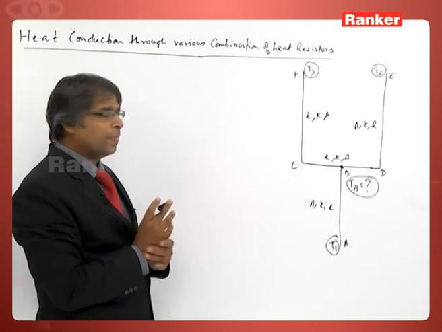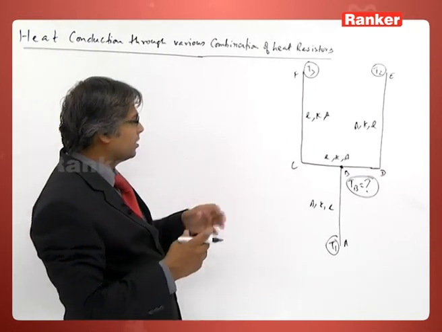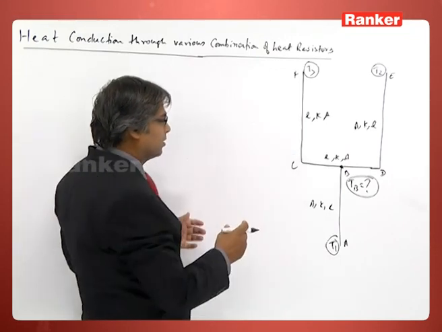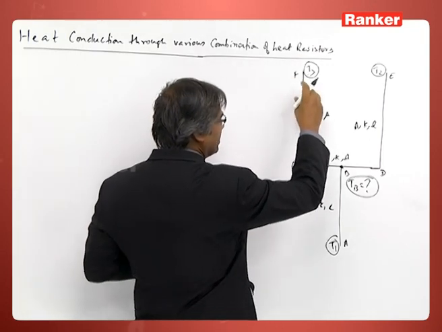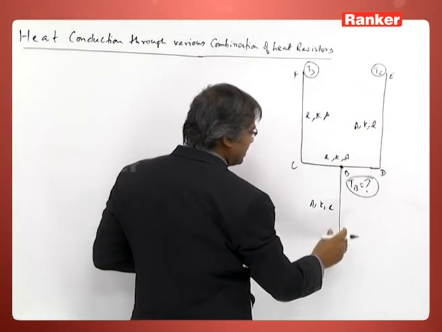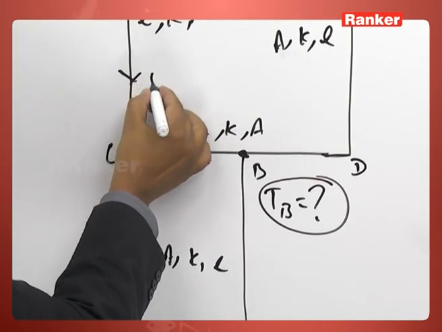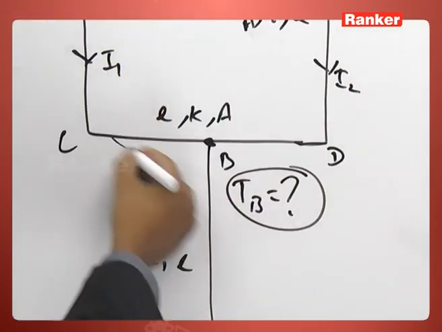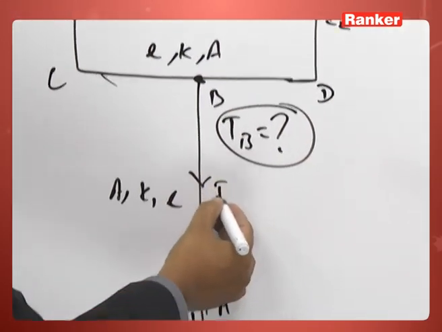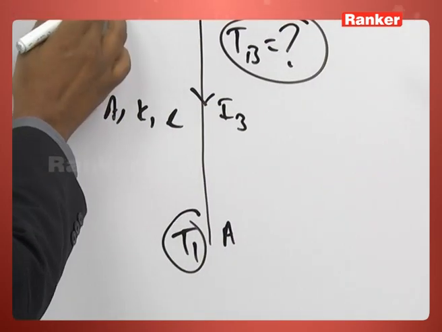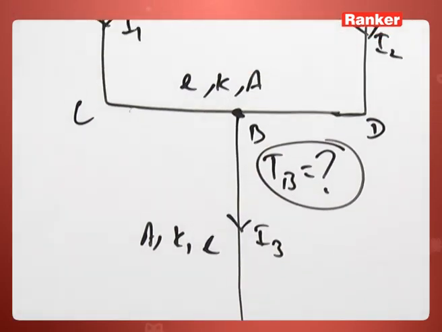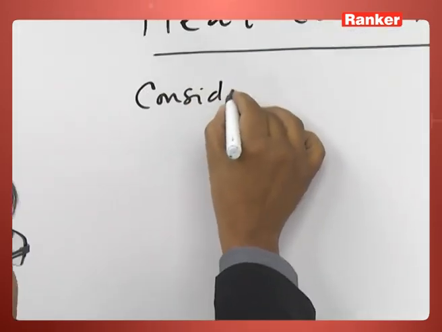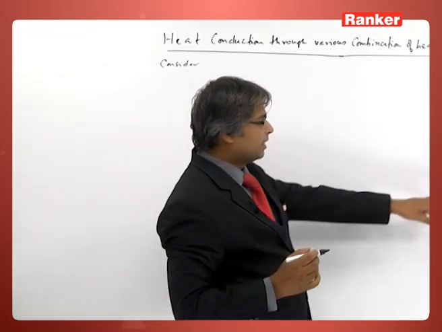So, what we do at steady state: since T1, T2, T3 are just symbols, I assume that this is at higher temperature than this, and this is again at higher temperature than this. So, heat flowing through this is I1 and heat flowing through this rod is I2, and finally heat flows from this as I3, which is the sum of these two, and let this temperature be TB. Now we have to find the temperature TB.